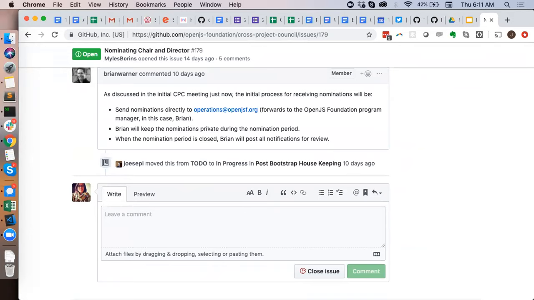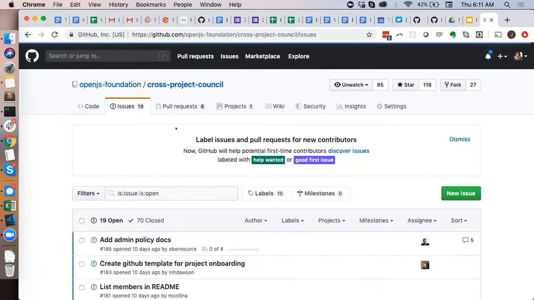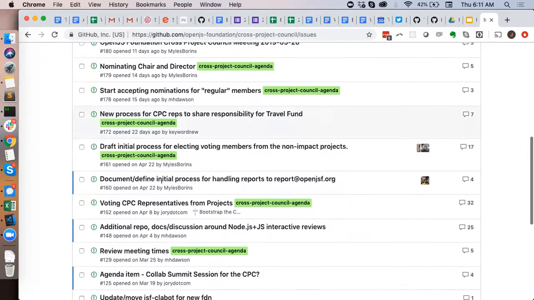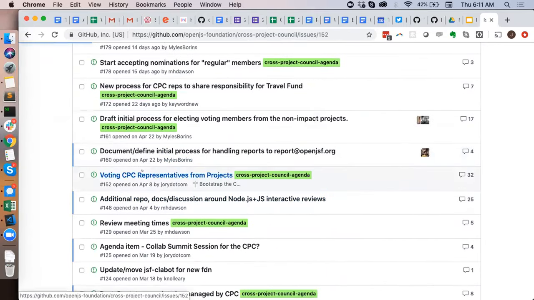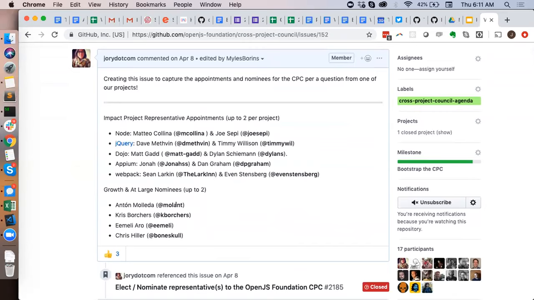Yes, Michael. It might be useful to show that the potential candidates are the people who are the voting members. It might be worthwhile if you could go over to the list of the voting members, because if people want to go and talk to them in terms of understanding the candidates, that would be a good start. Yep. Okay. So the voting CPC reps from the projects, it'll open here in just a second. These are the folks who are our voting members. So from Node, Mateo and Joe, Dave and Timmy, Matt, Dylan, Jonah, and Dan.